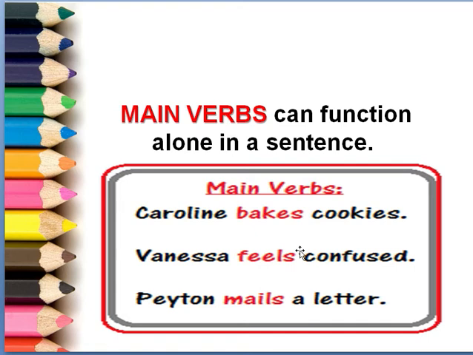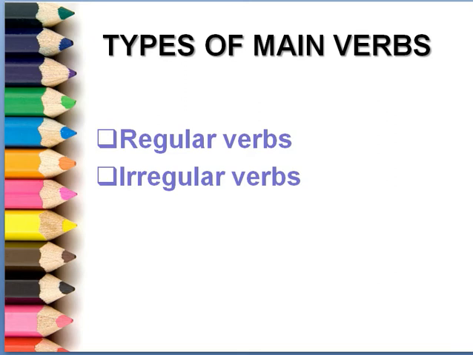Main verbs. Main verbs can function alone in the sentence. Examples are: Caroline bakes cookies. Vanessa feels confused. Penton mails a letter. Bakes, feels, and mails are main verbs. Types of main verbs. There are two types of main verb: regular verbs and irregular verbs.